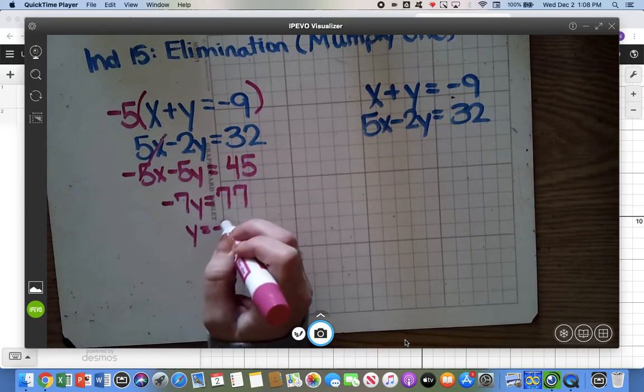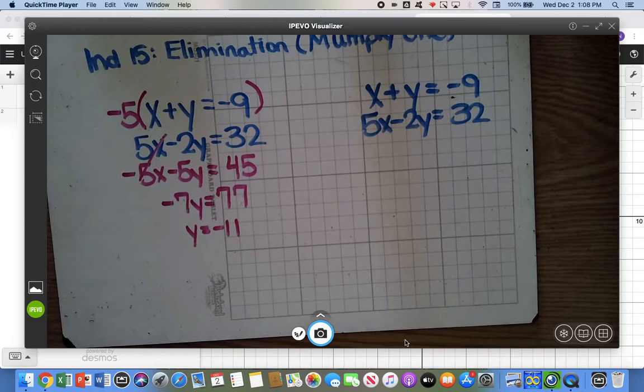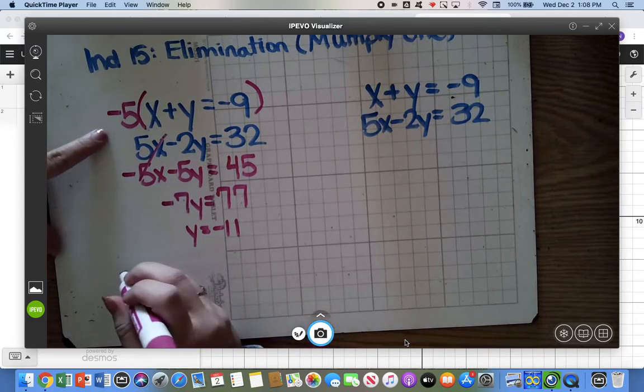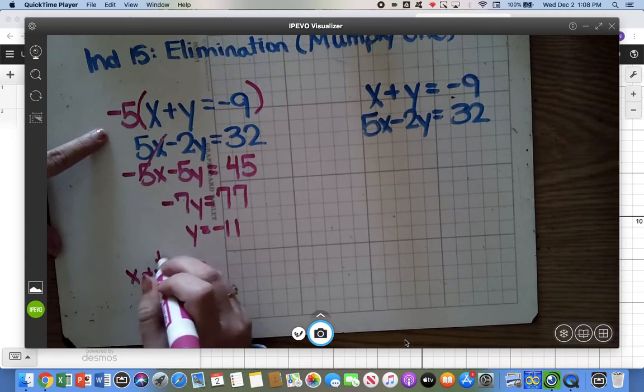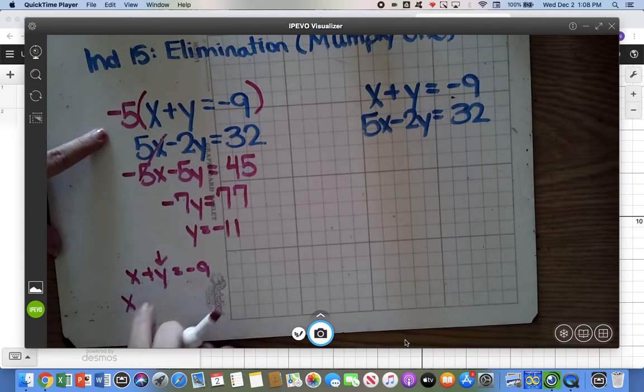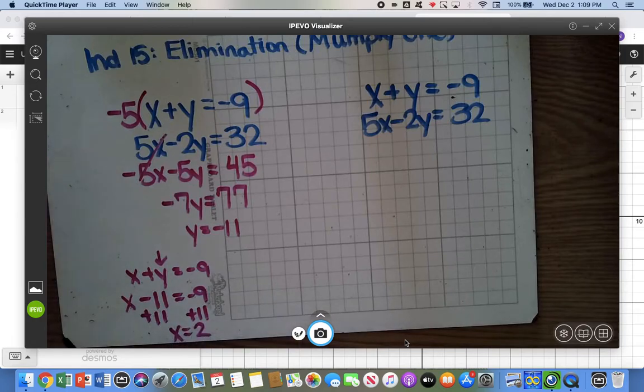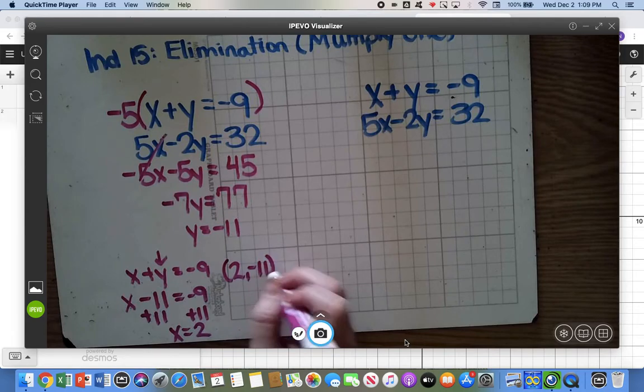So y is negative 11. And then to plug it back in, I would probably go with the top equation just because there's no coefficients, a little bit easier to solve. So I know y is negative 11, so I'm going to write minus 11 equals negative 9. And then I'm going to add it over, and I get a positive 2 for my x. So I got (2, -11).